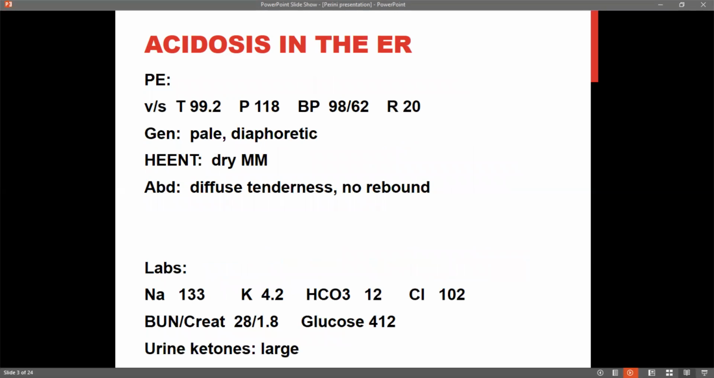So on exam, he had a mild fever. He was tachycardic, 118. Blood pressure was on the low side, and he was breathing a little bit fast. He was pale and diaphoretic, with dry oral mucous membranes, and his abdomen had no point tenderness, but was kind of diffusely tender, no rebound. And labs showed a sodium of 133, potassium of 4.2, bicarb of 12, and chloride of 102. The creatinine was a little high, BUN was high, and sugars were 412. And urine ketones were large.